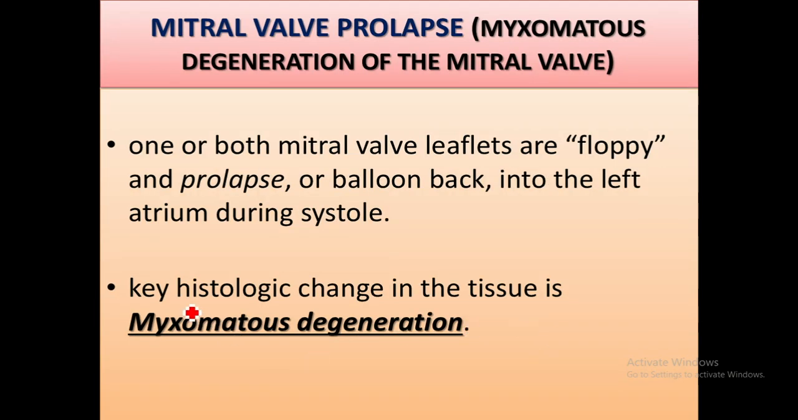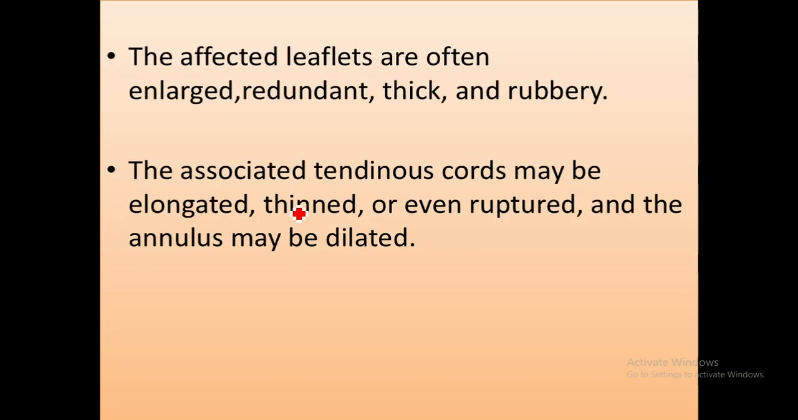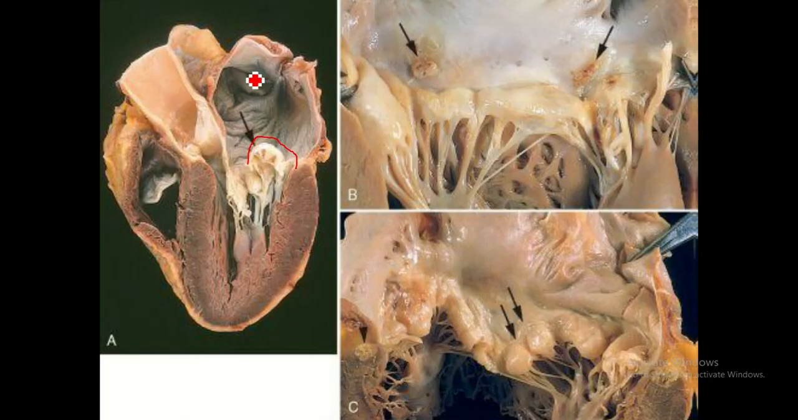The key histological change in tissue is myxomatous degeneration. The affected leaflets are often enlarged, redundant, thick and rubbery. The associated tendinous cords may be elongated, thin or even ruptured, and the annulus may be dilated. So, these are the prolapsed valves.